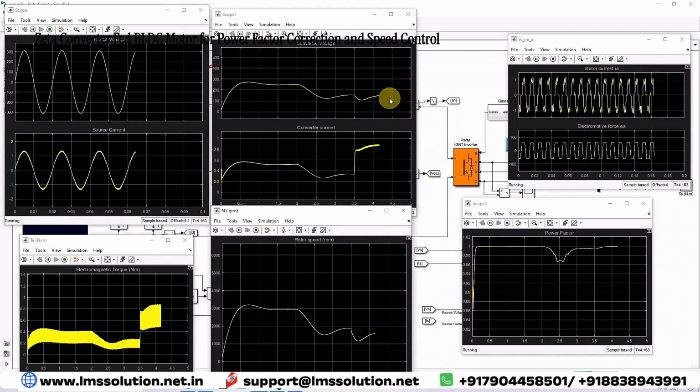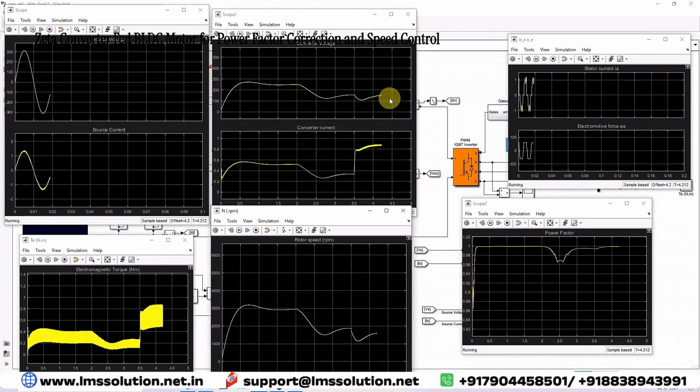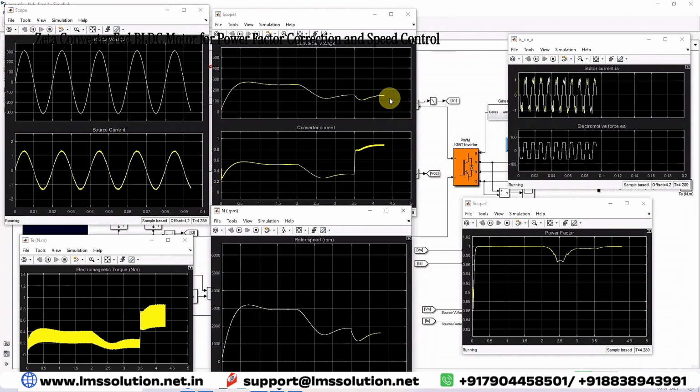For a change in reference voltage as well as a change in load condition, the system maintains the power factor nearer to unity, and it also tracks the reference voltage command, and even in the sudden load changing condition, the power factor is maintained at unity. Thank you.